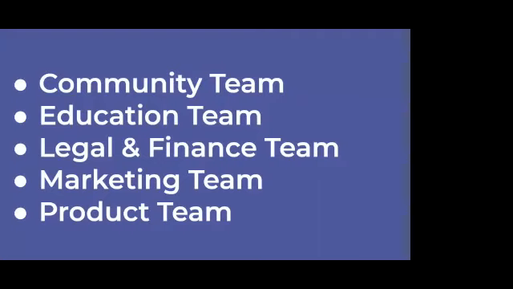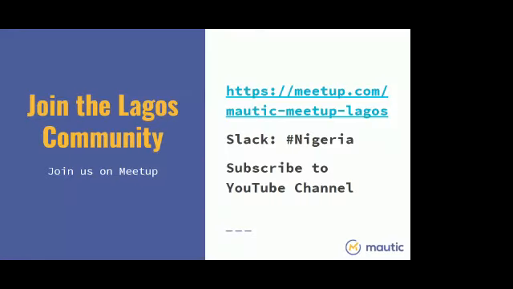In case you are wondering how you can get access to Slack, if you are not on Mautic Slack, just go to mautic.org/slack. You'll be able to fill a form, and then you'll be allowed to join the Slack channel for Mautic.